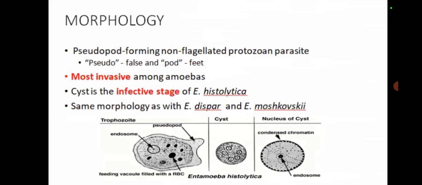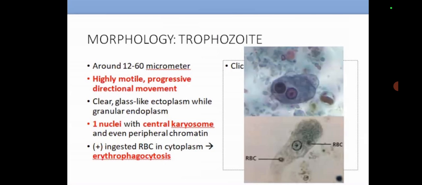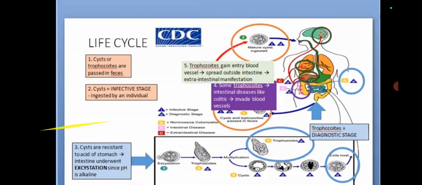For E. histolytica, the cyst is the infective stage, with the same morphology as E. dispar and E. moshkovskii. While speaking about trophozoite morphology, they are around 12 to 60 micrometers. They are highly motile with progressive directional movement, clear glass-like ectoplasm, and granular endoplasm, one nucleus with a central karyosome and even peripheral chromatin. Ingested RBCs in the cytoplasm show erythrophagocytosis.